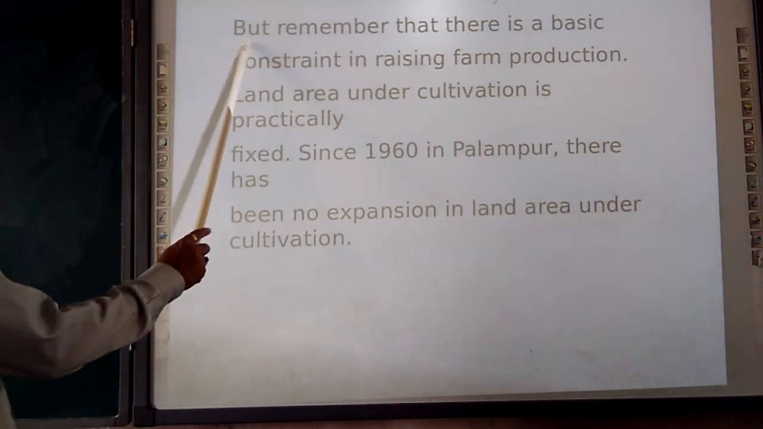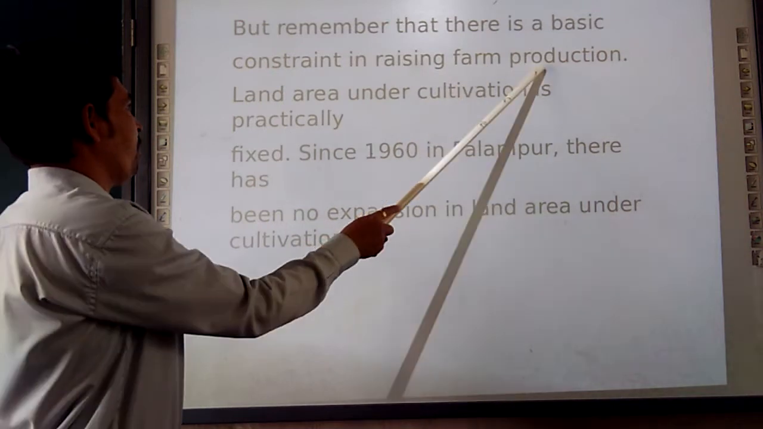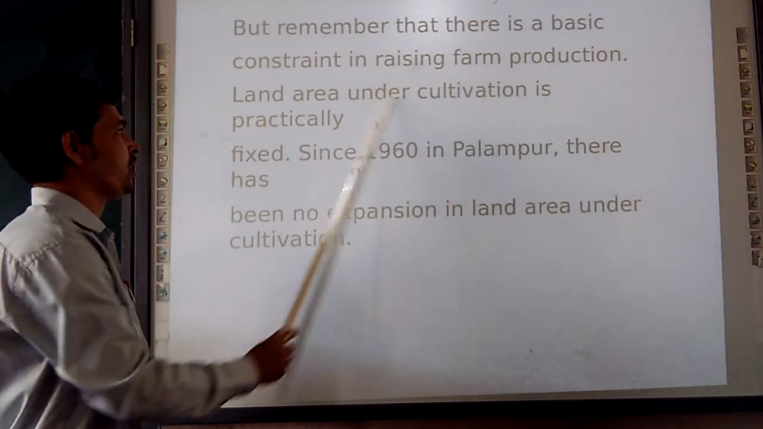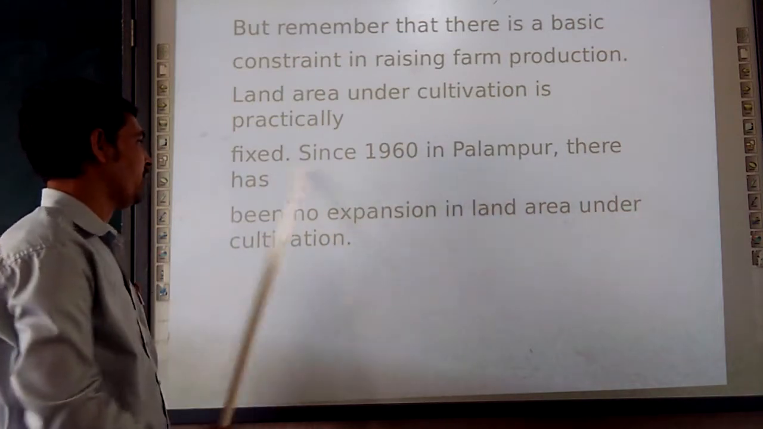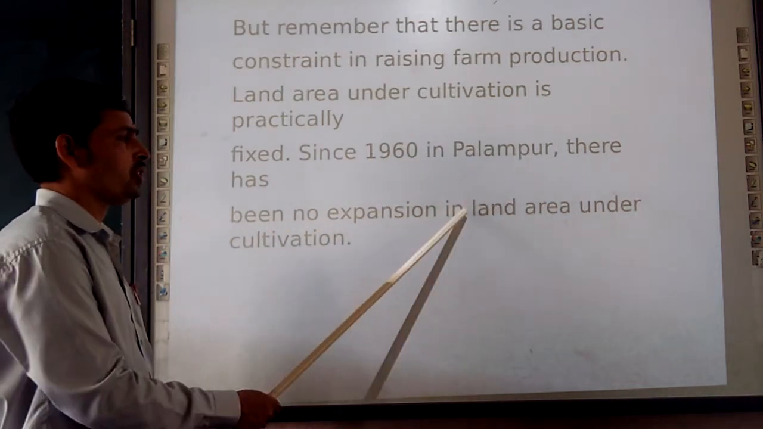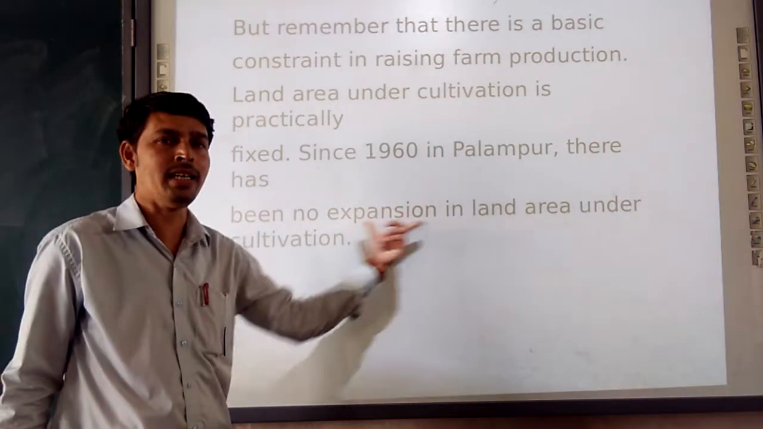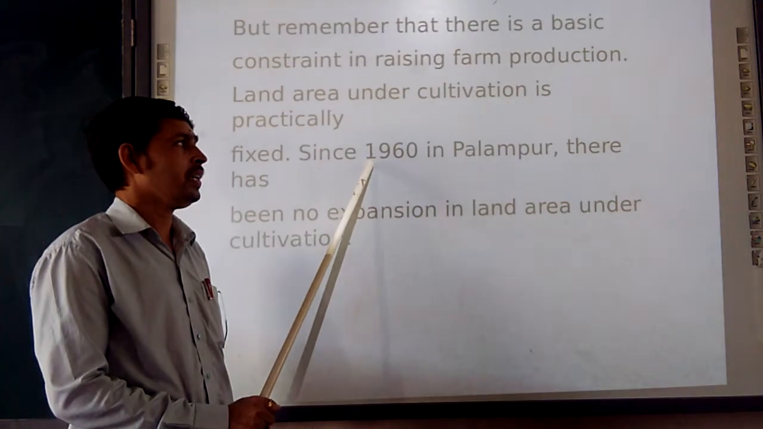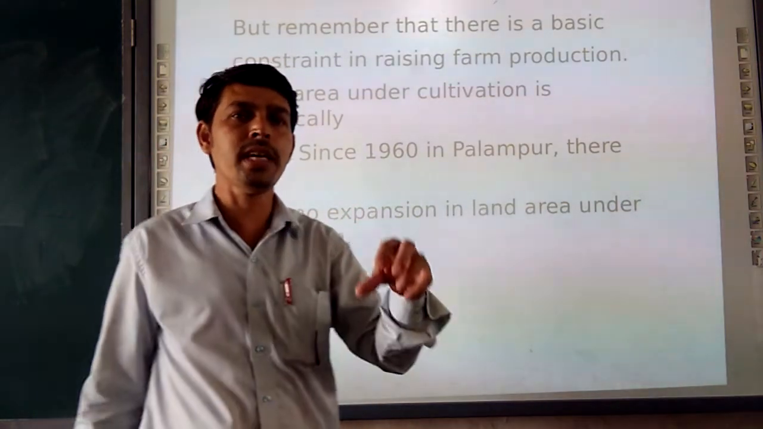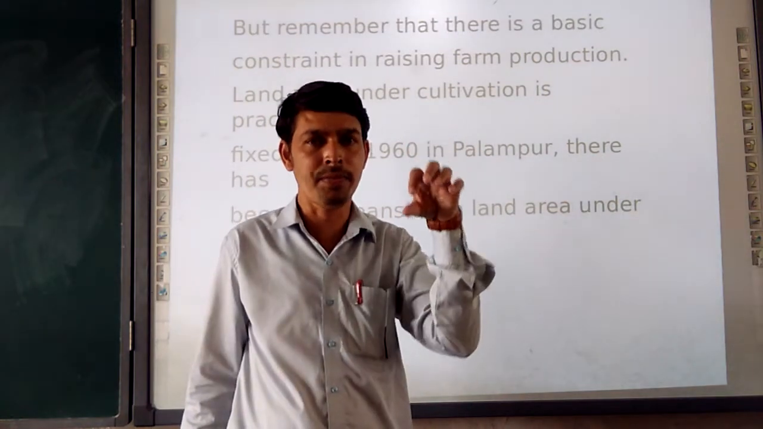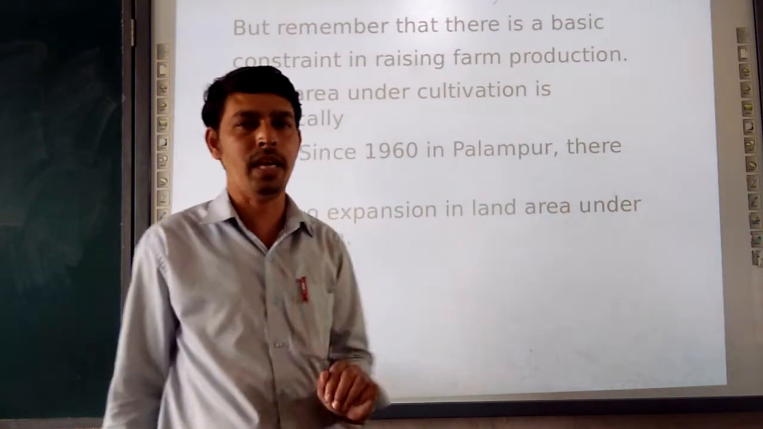Next, remember that there is a basic constraint in raising farm production. Land under cultivation is practically fixed. Since 1960 in Palampur, there has been no expansion in the land under cultivation. So the farmers are trying to see about the wasteland, how to convert the wasteland into a cultivation plot, or into arable land.